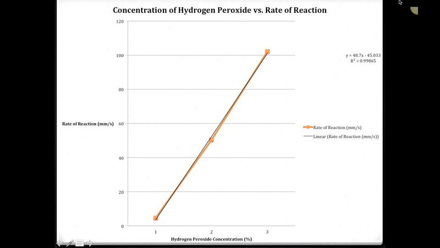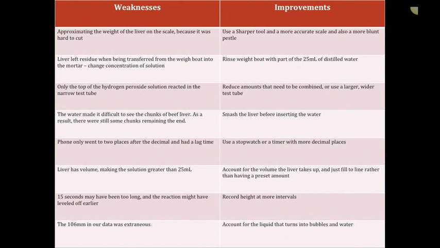The second hypothesis is that the rate of reaction will decrease as the concentration of hydrogen peroxide decreases. This is shown in the graph and in the calculated rates of reaction. As the hydrogen peroxide decreases from 3% to 2%, the rate of reaction decreases from 102.1 millimeters per second to 50.3 millimeters per second. There are many weaknesses in this experiment.